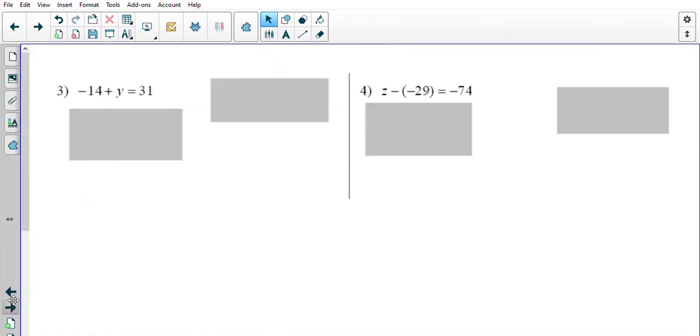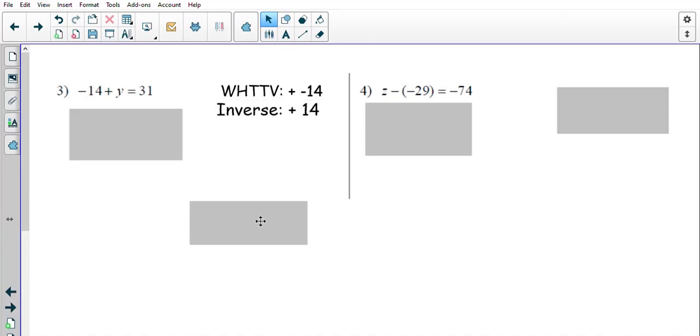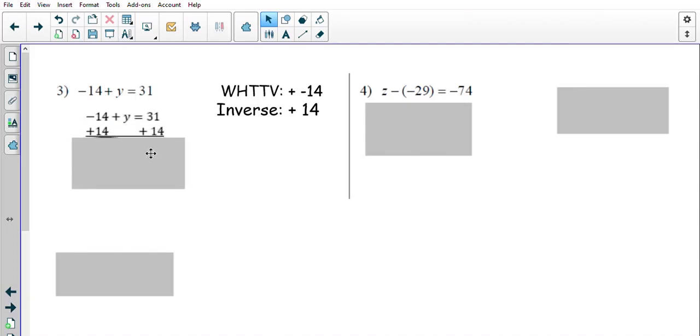All right, number 3, we've got negative 14 plus y equals 31. What's happening to the variable is we're adding by negative 14. So the inverse of that is to add a positive 14. Again, I do hope for you to get to the point where you can just work through this mentally. I don't ever have to show this when I'm solving equations, but since this is really our first foray into this, I think it's a good idea for us to show this work at least for the first half of the unit. So again, I'm going to show plus 14 on both sides.